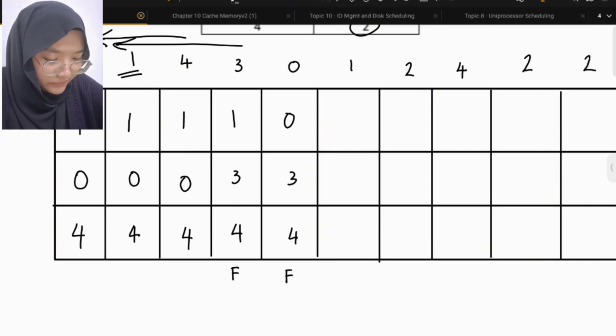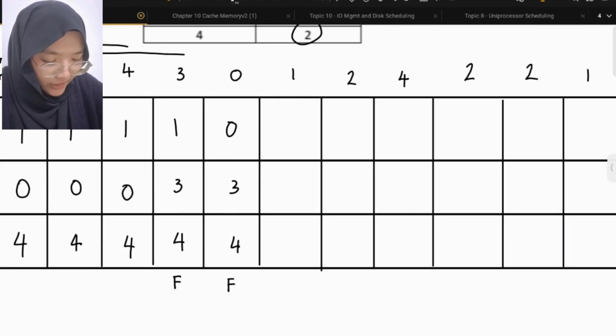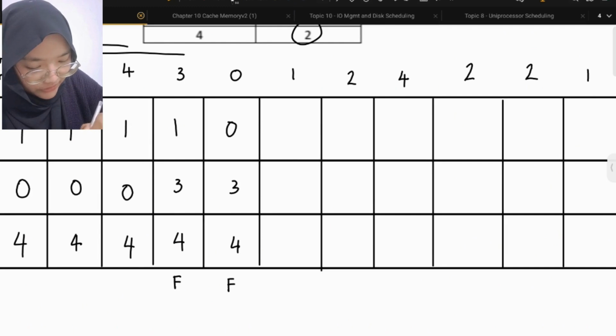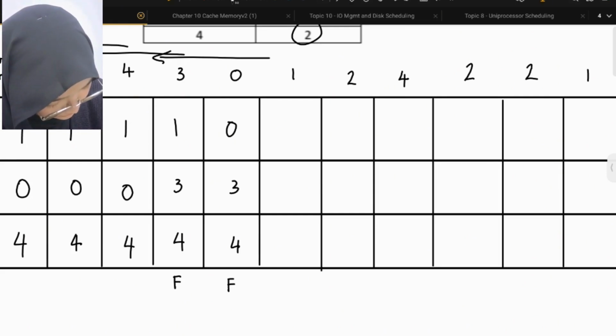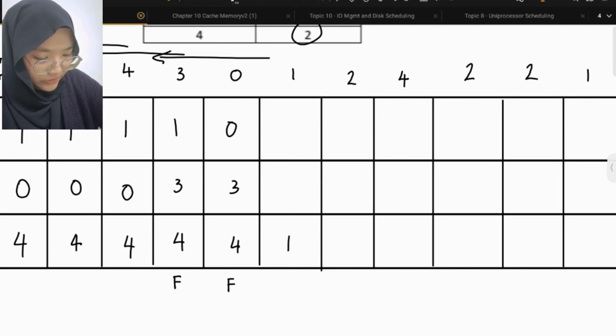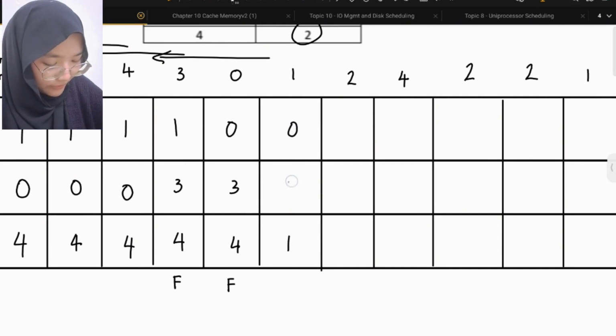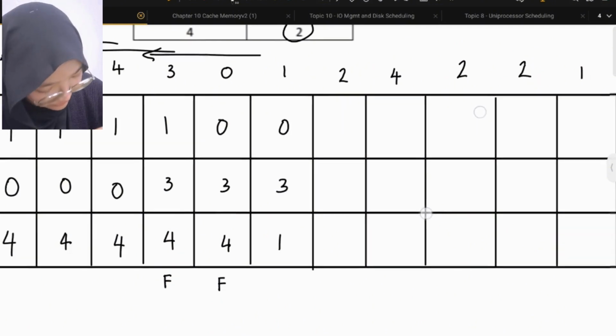The next one is page number 1. Page number 1 is no longer in our memory, so we need to look back. The least recently used is number 4. So we're going to replace number 4 with 1, and write it down there. And what's going to happen?